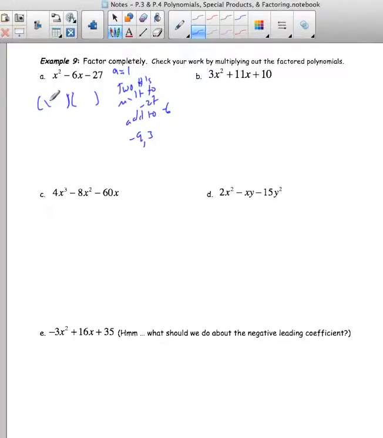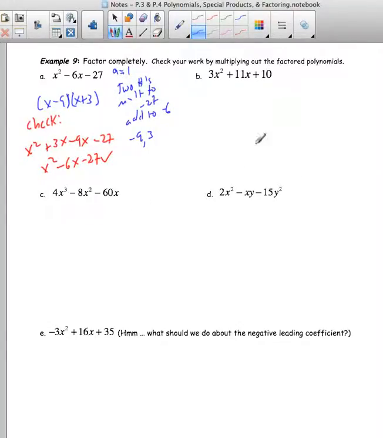We use those numbers to create our binomials. So we have x minus 9 times x plus 3, and then we can check our work by distributing, expanding this out. So let's do a quick check. We can FOIL this, I guess you could say. We have the first, x squared, the outer, plus 3x, minus the inner, 9x, and then the last, which is minus 27. Combining like terms, we get x squared minus 6x minus 27. Check. We can always check our work by simply distributing and making sure that we got what we started with.